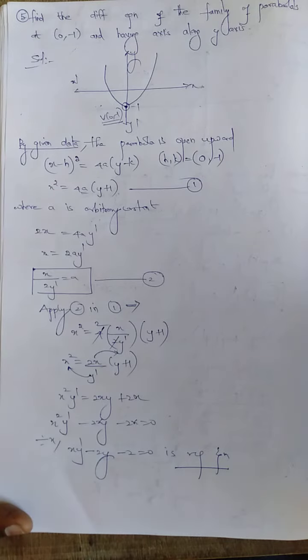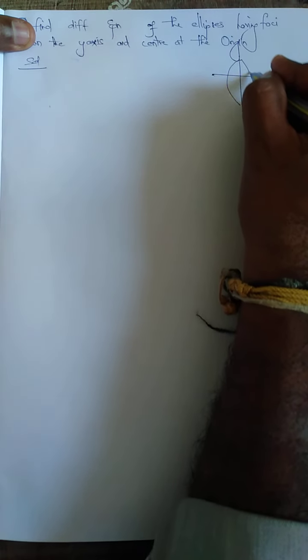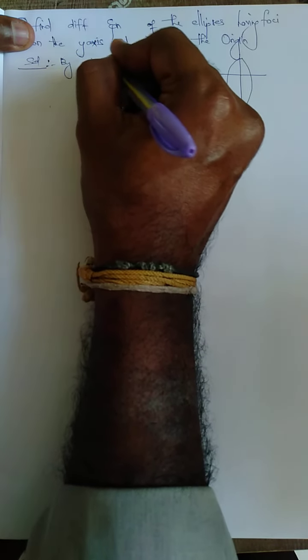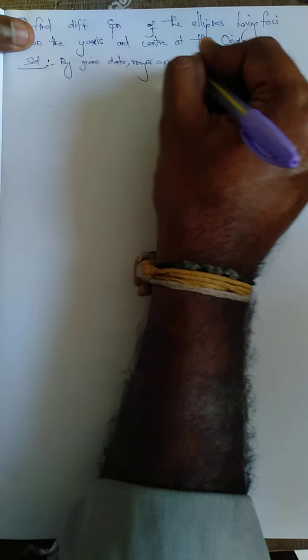This is the fifth sum. Now the sixth sum: find the differential equation of the ellipse having foci on the y-axis and center at the origin. Solution: this will be the diagram. With foci on the y-axis, the major axis is along the y-axis.